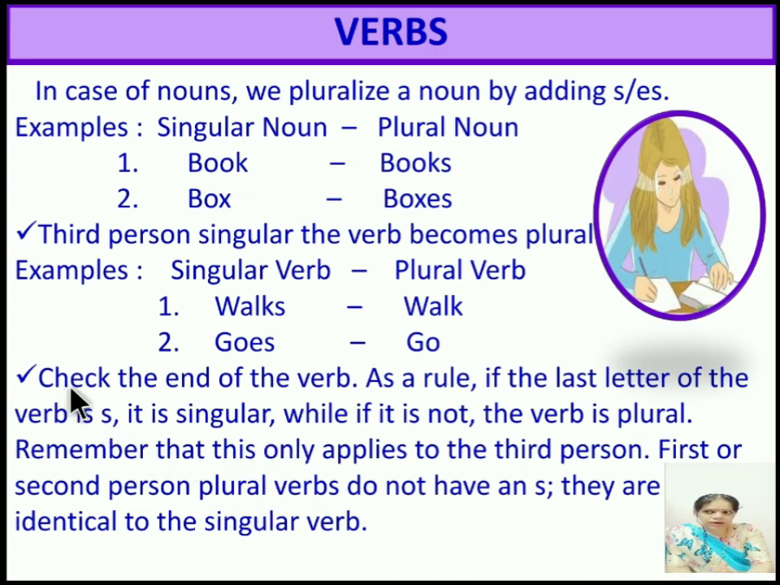What do we understand from this slide? Check the end of the verbs. Books, boxes, walk, go. As a rule, if the verb ends with s, it is singular, while if it does not, the verb is plural. Remember that this only applies to the third person. In short, the rule that I have mentioned: third person singular, the verb takes the s form. First or second person and plural do not have an s. They are identical to singular verbs. That is, they are similar. Identical means similar.